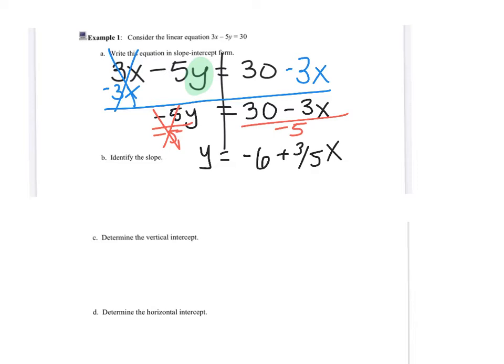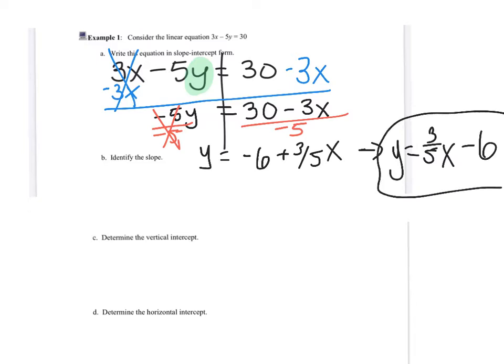Now, technically, that's not exactly slope-intercept form, because in slope-intercept form, the x term comes before the b term. So we really should rearrange that into 3/5 x minus 6. So the 3/5 is still positive, the 6 is still negative. And this is technically slope-intercept form. So I've just rearranged that, solved it for y.